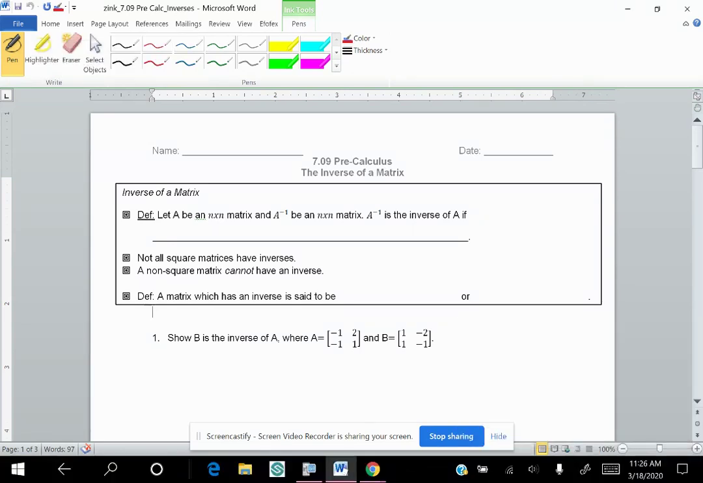Okay, so let A be an n by n matrix and A to the negative first, which is A inverse, be an n by n matrix. So A to the negative first is the inverse of A if you multiply A times its inverse, or using the commutative property, the inverse times the original, if when you multiply those together, they give you what's called the identity matrix.